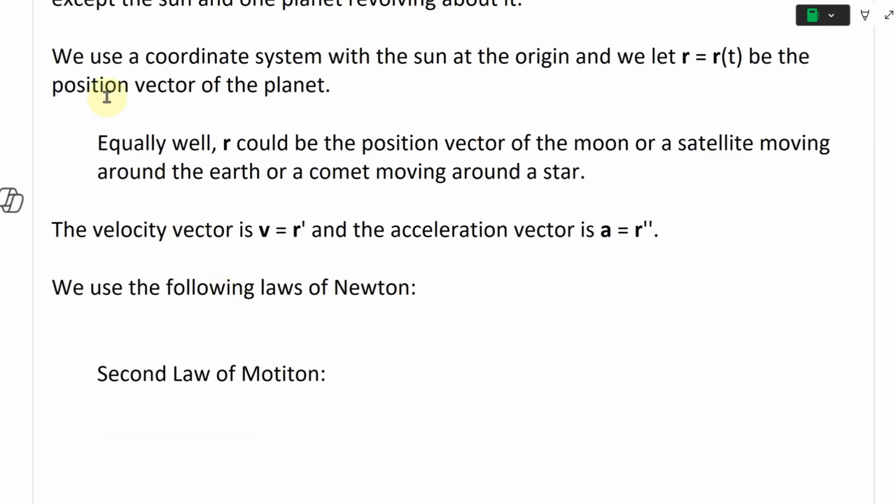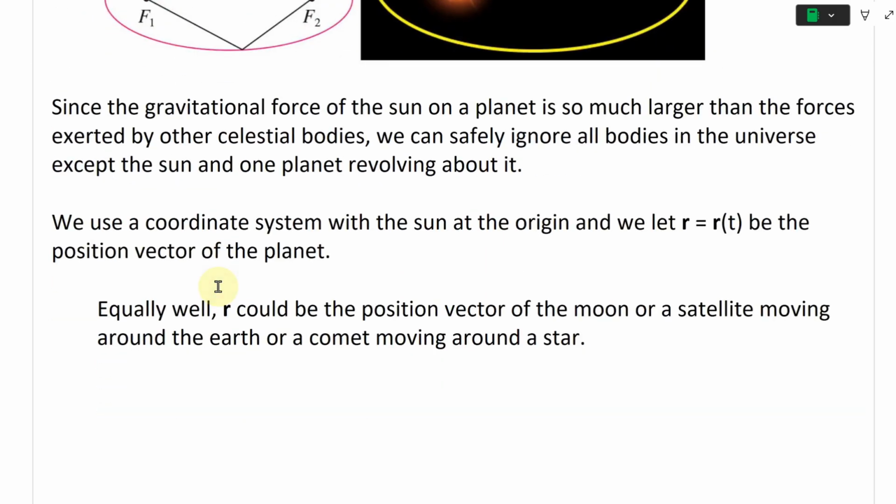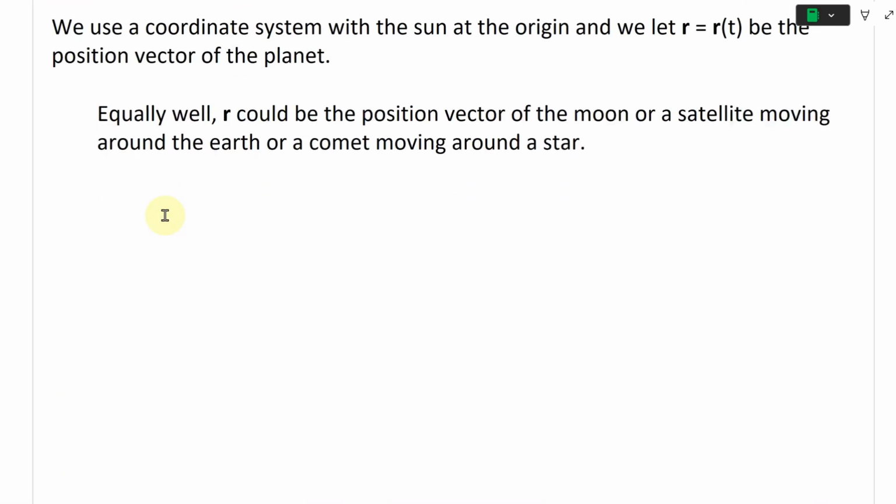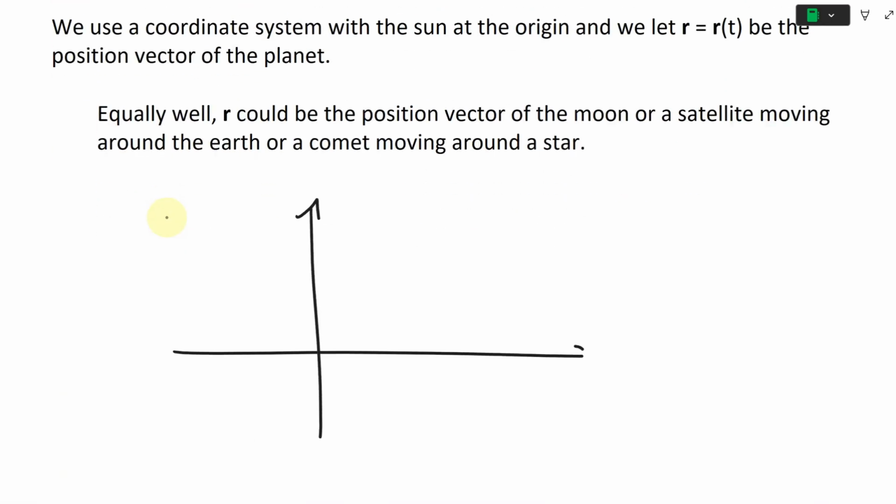But for this case, we have the sun at the origin, and we let r equal r of t be the position vector of the planet. Here, just for completeness, we made some space, so let's draw that out. Let's say there's the origin, that's the x, y, and then this is the sun right here, a shiny sun like that, and that's at the origin.